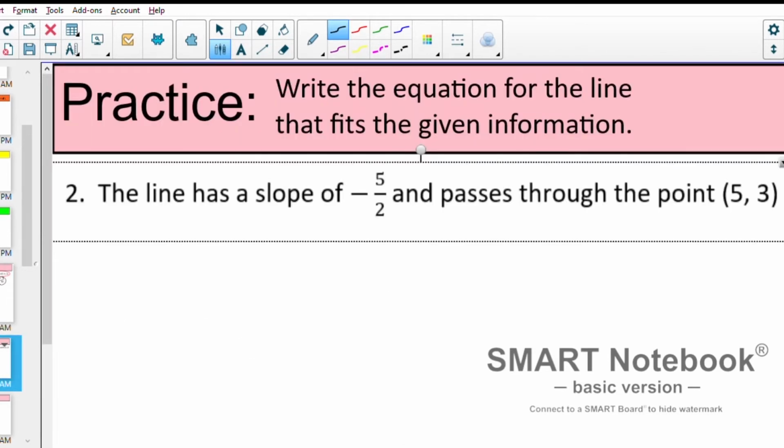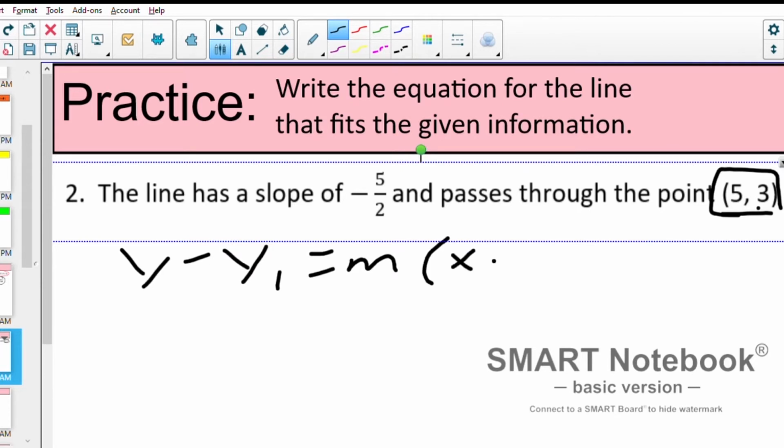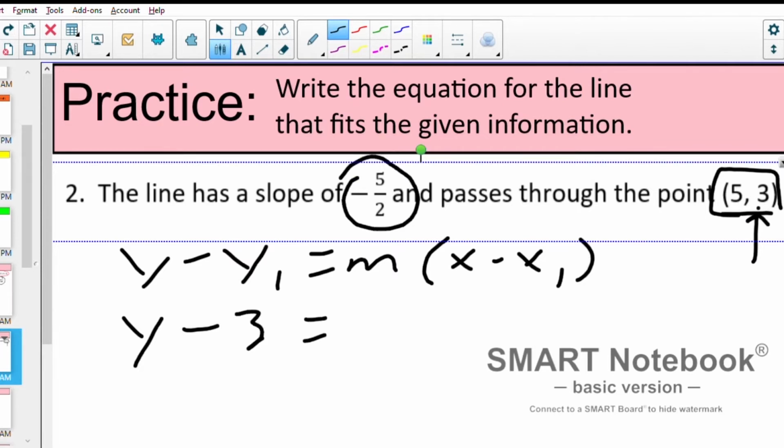Finished with that one. Next, we're given a slope, and we know we pass through the point 5, 3. So, since we have a point that is not our y-intercept, I'm going to use point-slope form, which is y minus y1 equals m times x minus x1. So our y value here, we get y minus our y value from this point, which is 3, equals our slope is given to us, so we don't have to do anything else. We can just put that in. We have -5 over 2, and then we have an x minus our x value, which is 5.